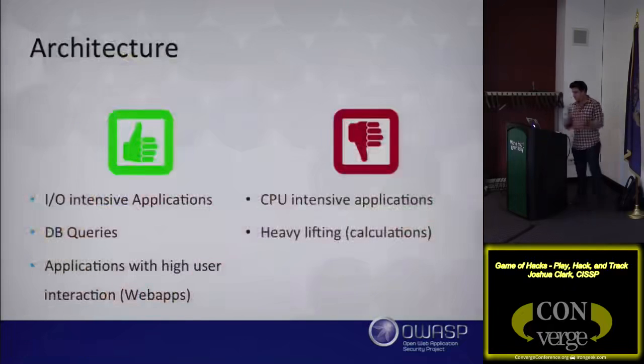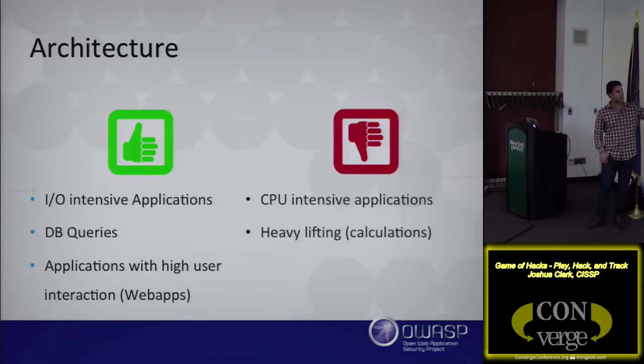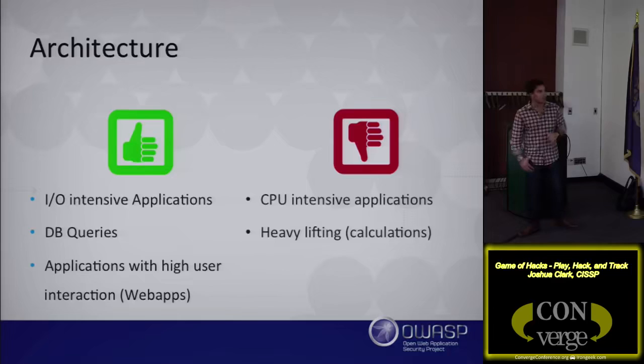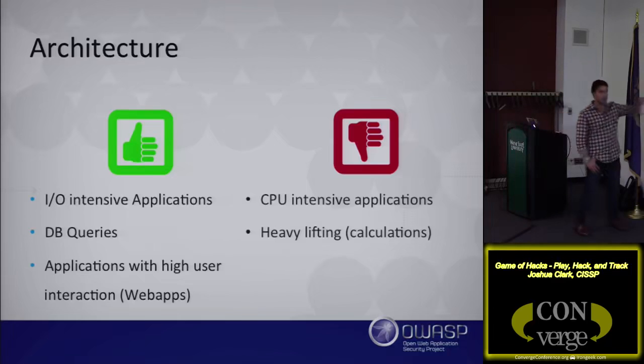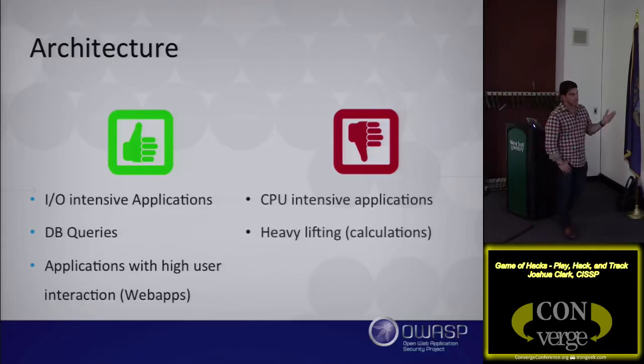Okay, so with that, there are pros and cons with every architecture. Basically, with the architecture for Node.js, the positive side is that it's very good at I/O intensive applications, database queries, and applications with high user throughput. So typically web apps, right? You need to process a lot of things relatively quickly, and it's pretty good at doing that. That's why a lot of companies have migrated their platforms to the Node.js architecture away from other types of architecture.